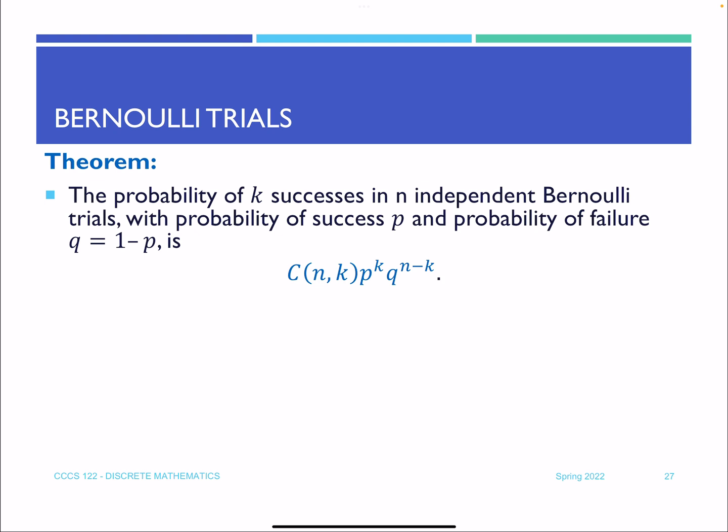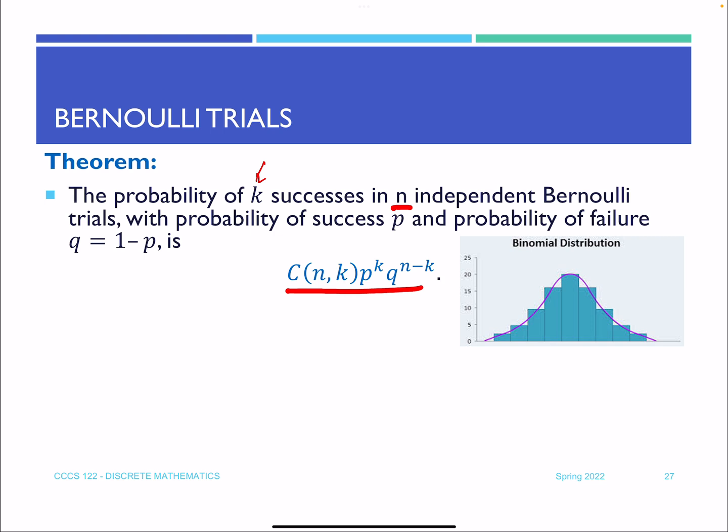Now, the probability that we'll see K successes when we conduct not one, but N independent Bernoulli trials, meaning N experiments, one after the other, the probability that K of them will see success as the outcome, that probability can be computed like so. And this has its own probability mass function, called the binomial distribution.